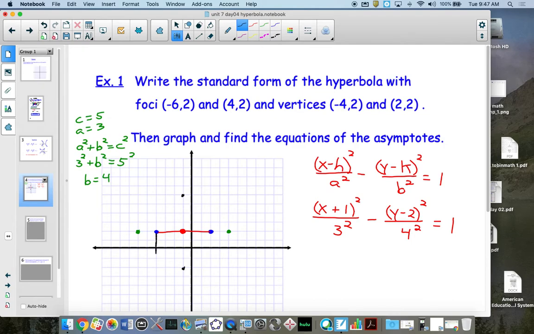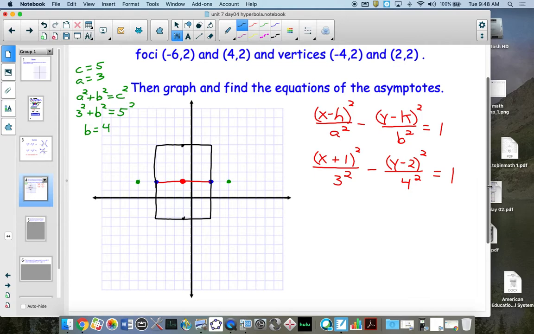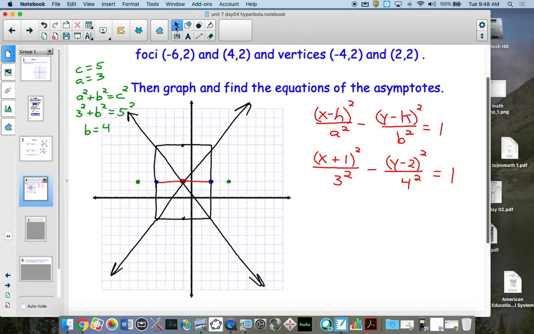So the box that we're going to make has dimensions 2a by 2b. There we go. And so now the asymptotes, I'm going to move this up, the asymptotes are going to be the diagonals of this box, and we're just going to keep them going, and they go through the center. So there's one. I could have been a little more accurate, I guess, with the line tool. There's 2.